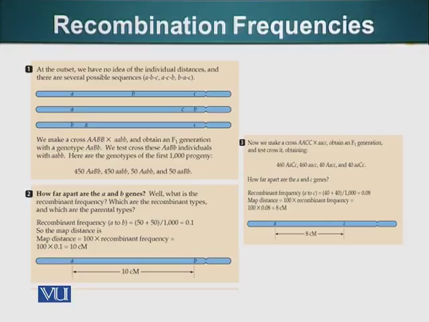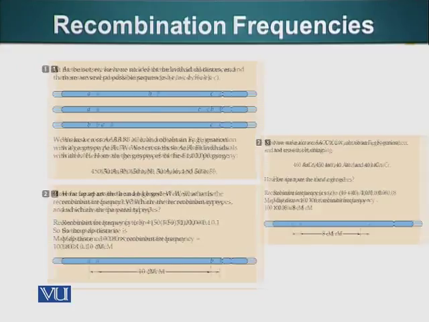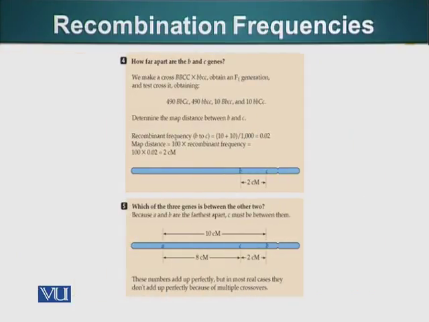What we don't know is the distance between C and B. As you can see, we can have different arrangements. You can see it on your screen. We can have A, B and C, or A, C, B, or B, A, C. So we need to do one more experiment in which we figure out the distance between C and B to complete our genetic map in this case. So let's do that experiment. How far are the B and C genes?